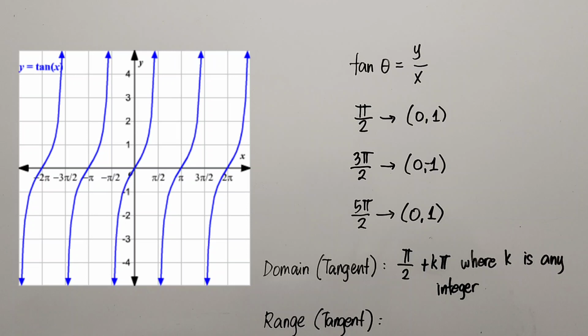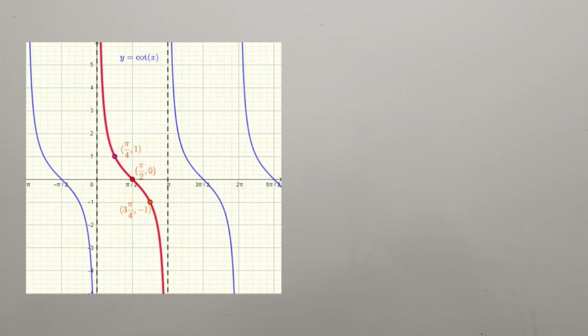For the range of the tangent function, those arrowheads represent the extension of the graph without bound, to positive y and negative y infinitely. Therefore, the range is from negative infinity to positive infinity. The next graph is the graph of our cotangent function. Observe that it has the same range as the tangent function, that is, from negative infinity to positive infinity.